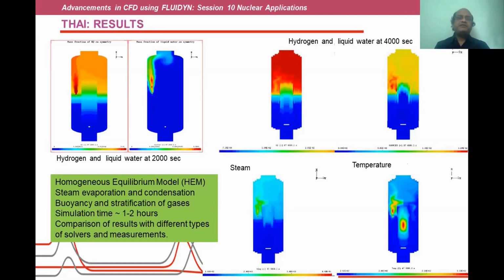Similarly, you can see that at the steam injection point, liquid water is formed due to condensation of steam, but the liquid volume fractions are very low. So that also goes along with the natural convection. The steam also gets stratified because steam molecular weight is also less than the air, and also it is at a higher temperature.